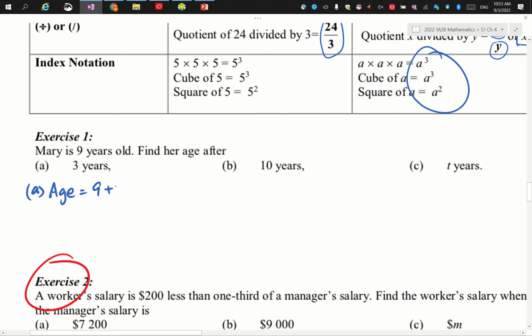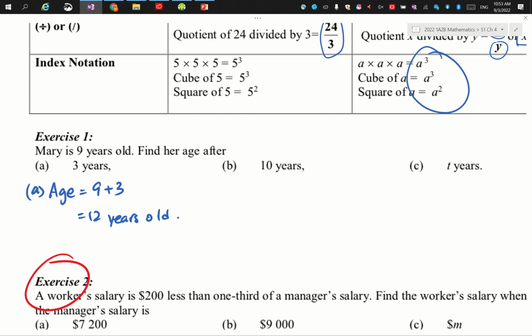will be 9 plus 3. We get 12 years. Alright? Did you have the working? 9 plus 3. Not difficult. Do it. Why do I insist that you do it when it is so obvious?